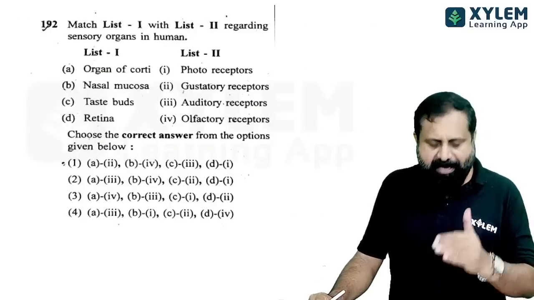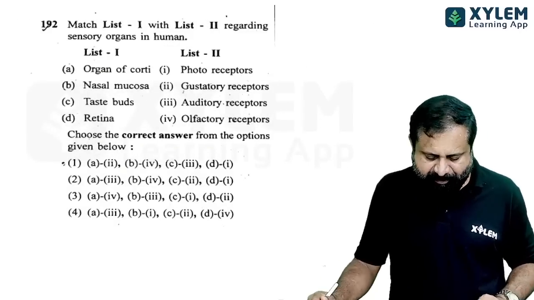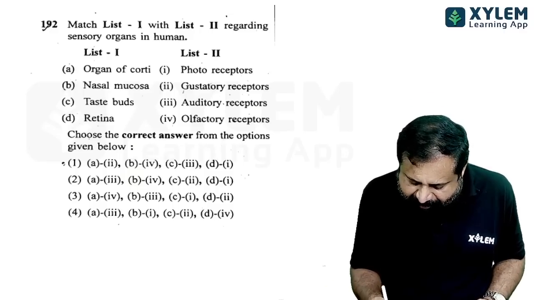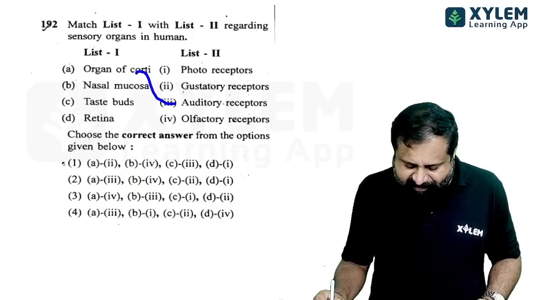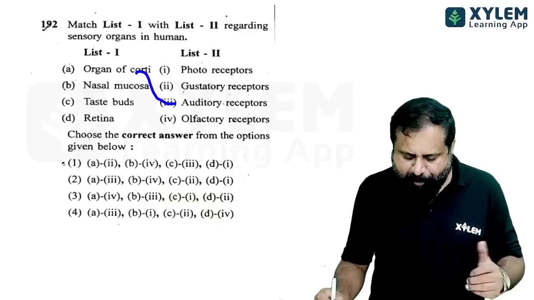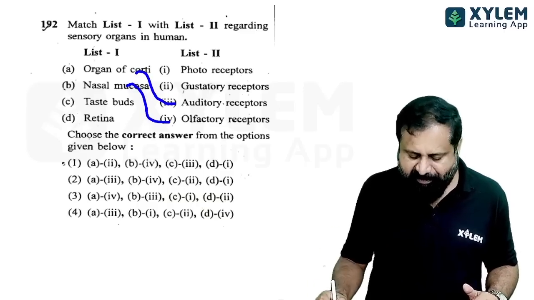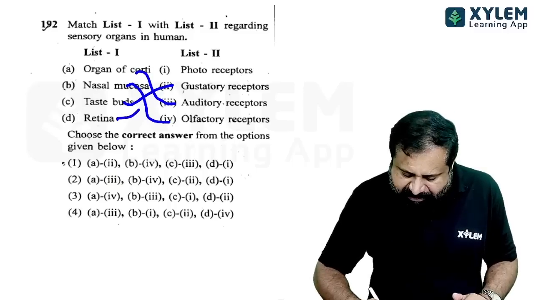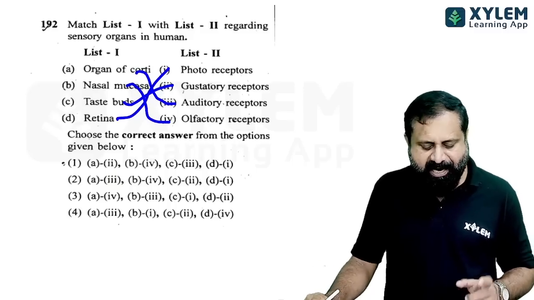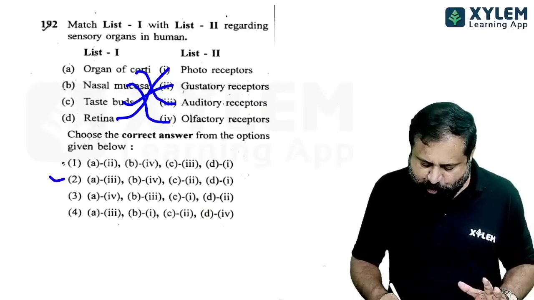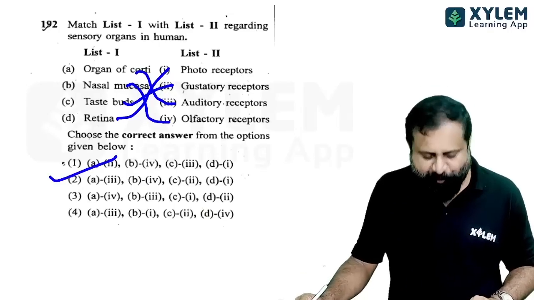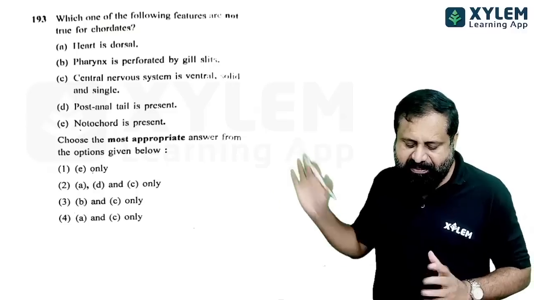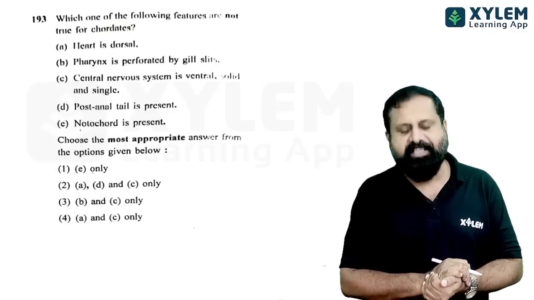192, again matching. Watch it. A3, Organ of Corti, auditory. Then B, nasal mucosa for smell, olfactory. Taste bud for taste, gustatory. Retina for vision, photopic. So which option is the right answer? 192, match it. 2 is the right answer.